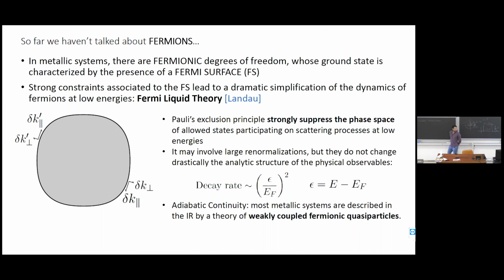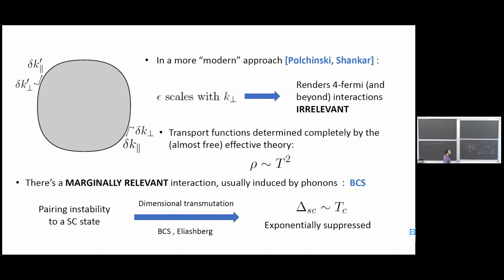So what he found is that at low energies, quasi-particles are essentially fairly long-lived, and so they are weakly coupled. So this is the main idea. This is an old one. In a more modern approach, the same conclusion can be reached by scaling arguments.